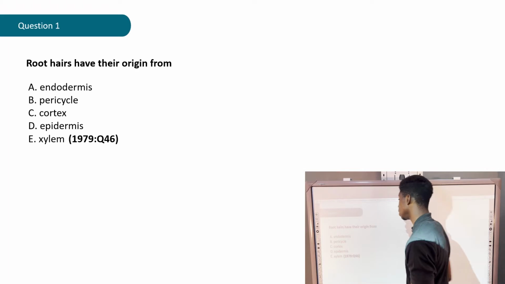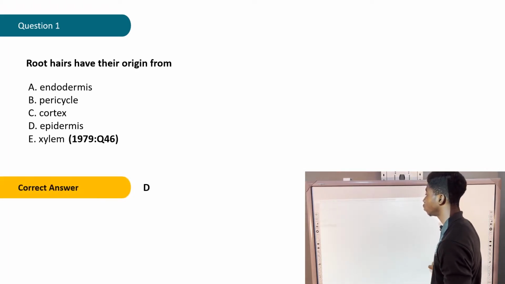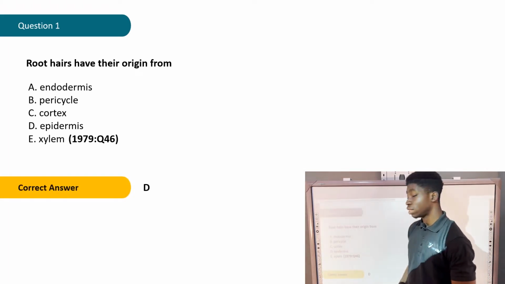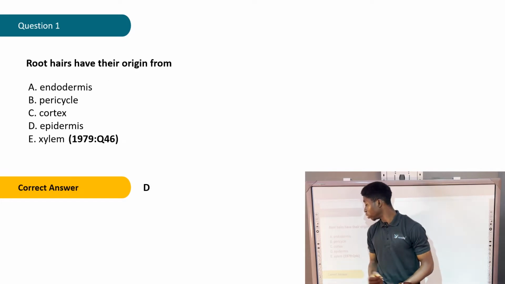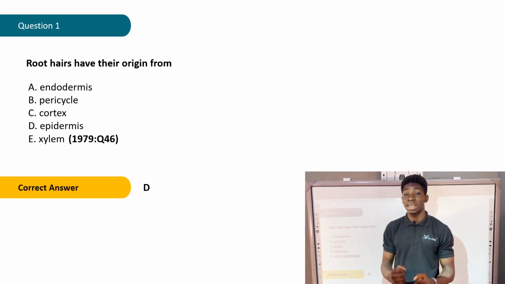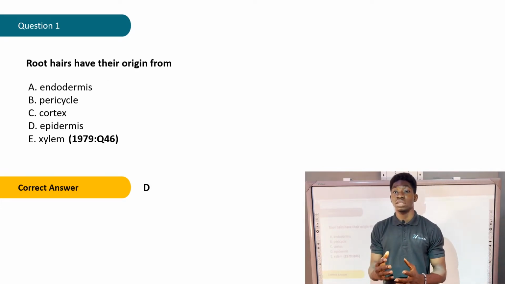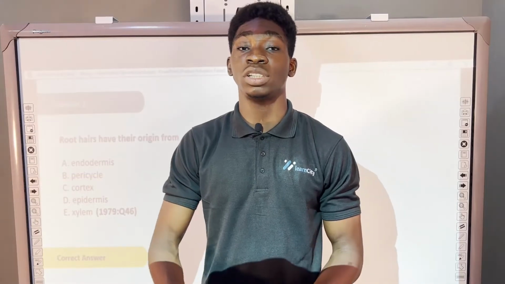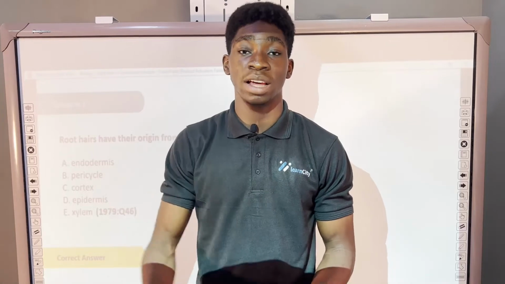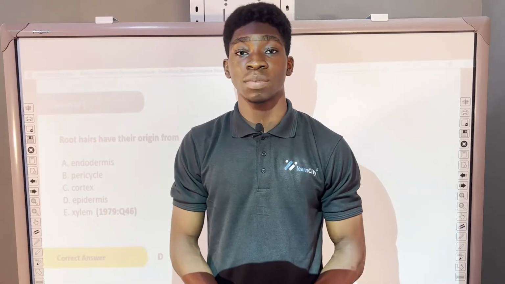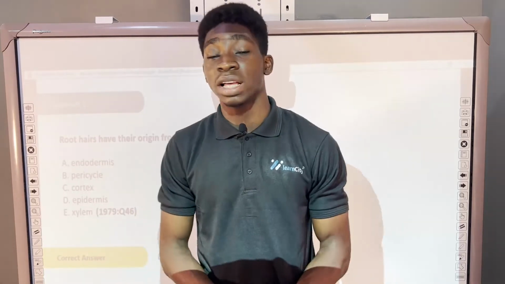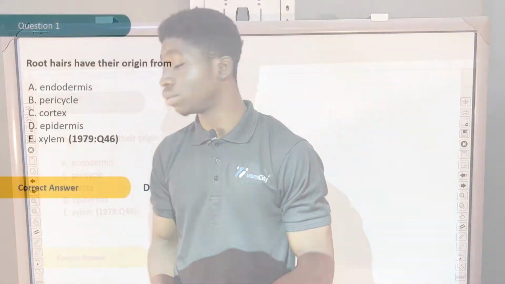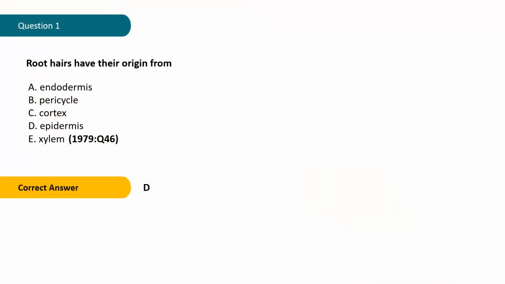Let's see what the correct answer says. The correct answer is D. Epidermis. Epidermis is the outer layer of the roots in this question. The endodermis is the inner layer. So the root hairs originate, of course, from the outer layer, which is the epidermis. And that's why the correct answer is D. Epidermis.